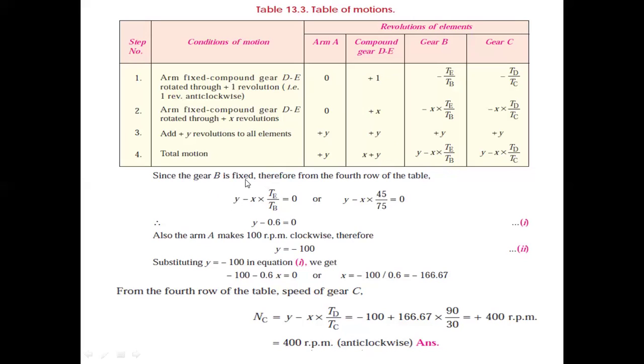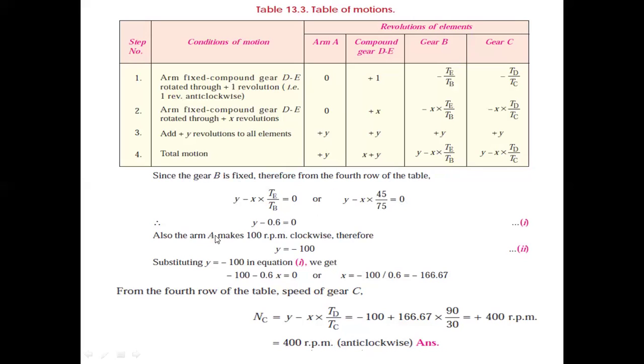Now since gear B is fixed, here we have to find the unknowns X and Y. Particularly, we know that gear B is fixed. So what is the total motion of gear B? It will be equal to 0. Equating this equation to 0, you will get this term.